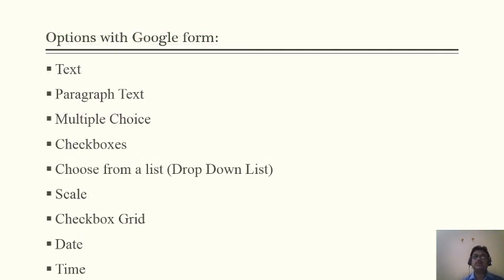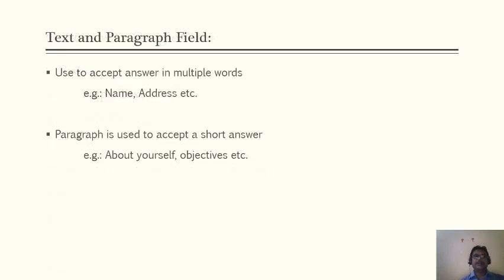Now, what kinds of questions or input may we take from the user? They are text, paragraph text, multiple choices, checkboxes, etc. So let us discuss each and everything. First, the text and the paragraph field.